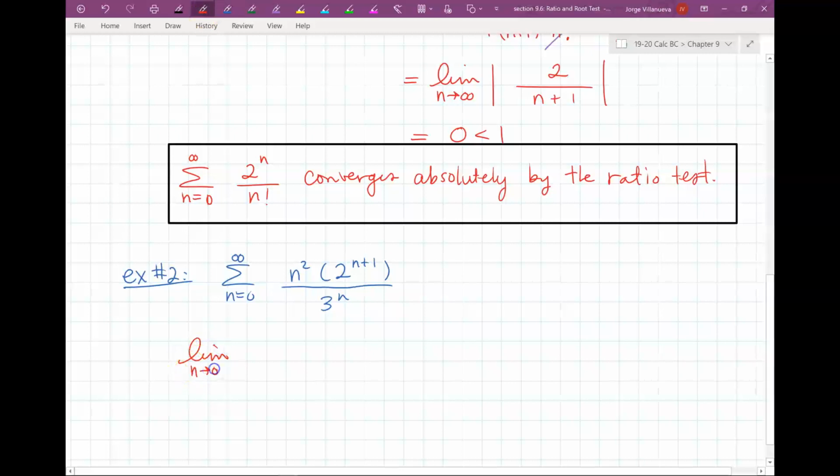Now, remember what I told you guys. I do not want to write a huge compound fraction. So what I'm going to do is write a sub n plus 1 and then multiply it times the reciprocal. That's the same, okay? So n plus 1 squared times 2 to the n plus 1 over 3 to the n plus 1 times the reciprocal would be 3 to the n over n squared times 2 to the n plus 1.